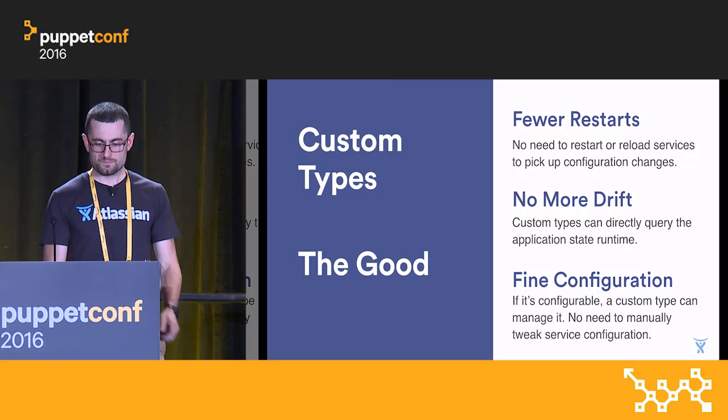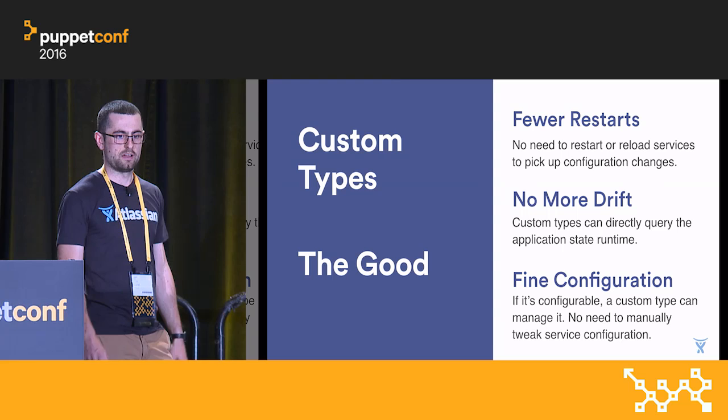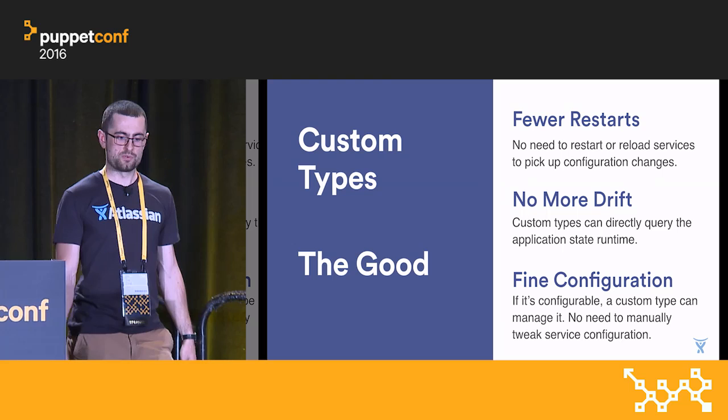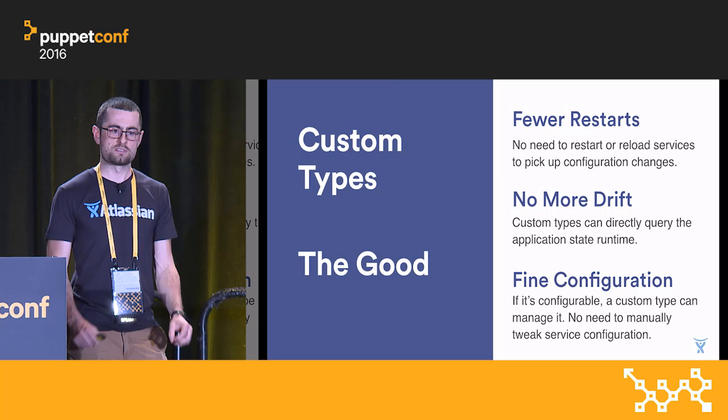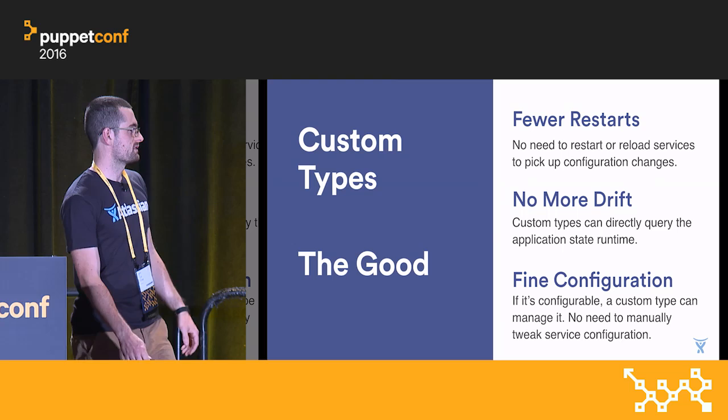These were the wins, or the pros, for using custom types from our perspective. For us, it meant fewer restarts, so less downtime for Nexus in particular. No more drift, which addresses both Nexus and Bamboo. The great thing about using these types is that they can be aware of every single feature that we want them to be aware of. And fine-grained configuration allows us to configure so much more of the Bamboo service than we could using configuration files and templates.